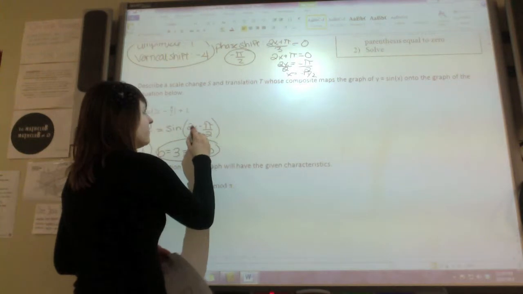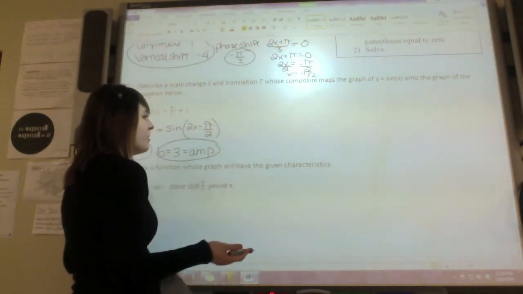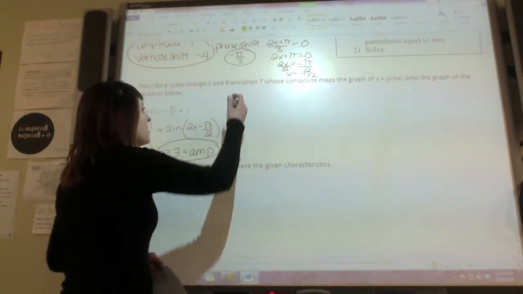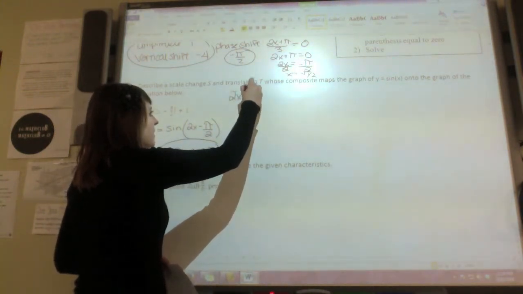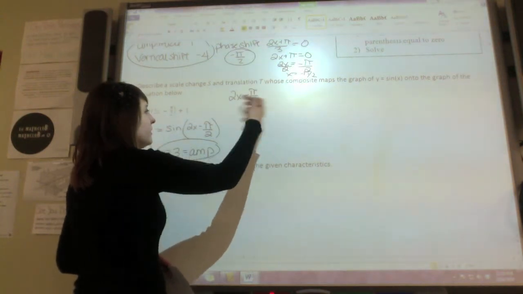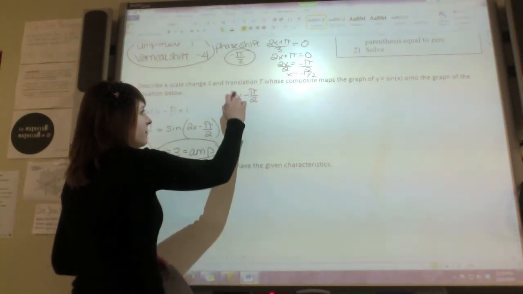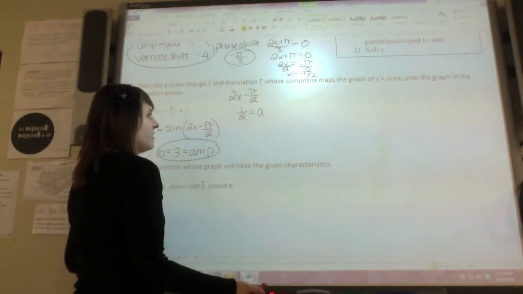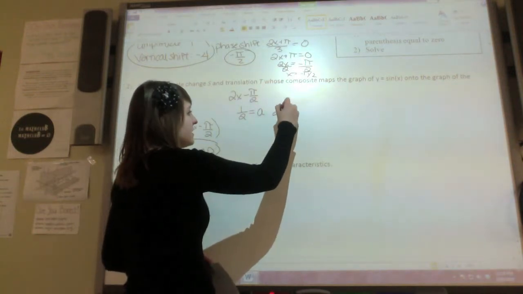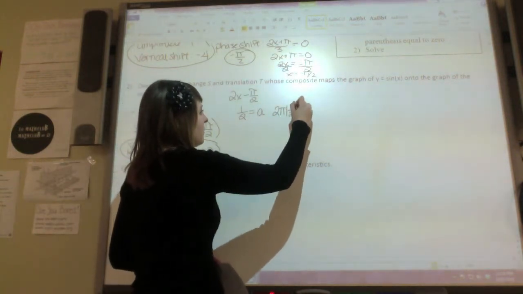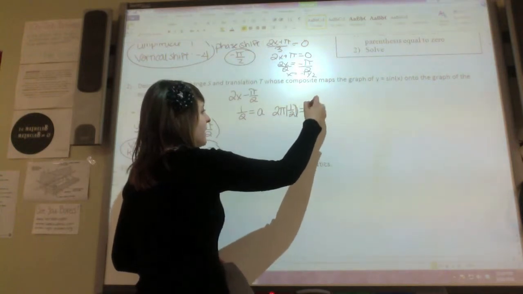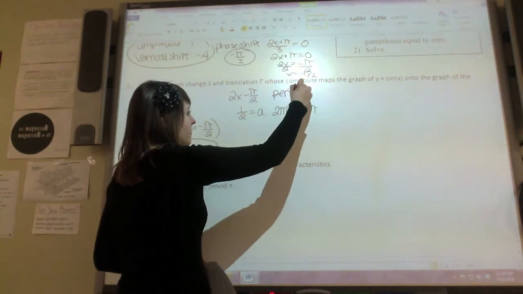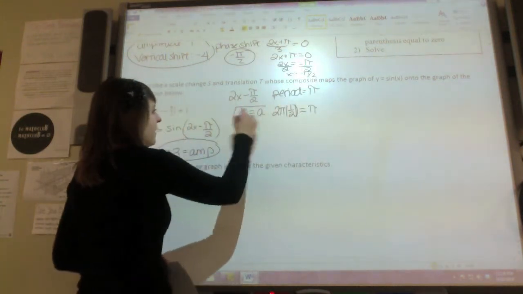Now, for this stuff, I'm going to follow those steps again to figure out what my phase shift and my period are. So I'm going to take 2x minus pi over 2, split it up, and then take the reciprocal of my x part, so I've got 1/2, and that equals my a value. So then, to get my period, I take 2 pi times the absolute value of a, and that gives me pi. So I know that my period is pi, and I know that my a value is 1/2.